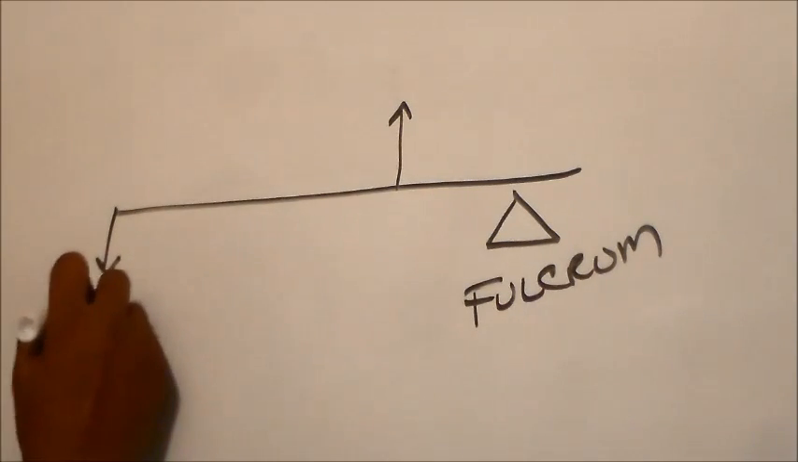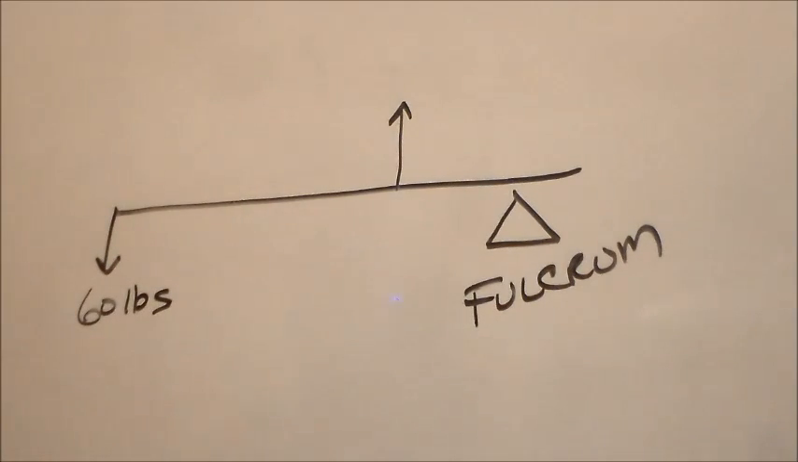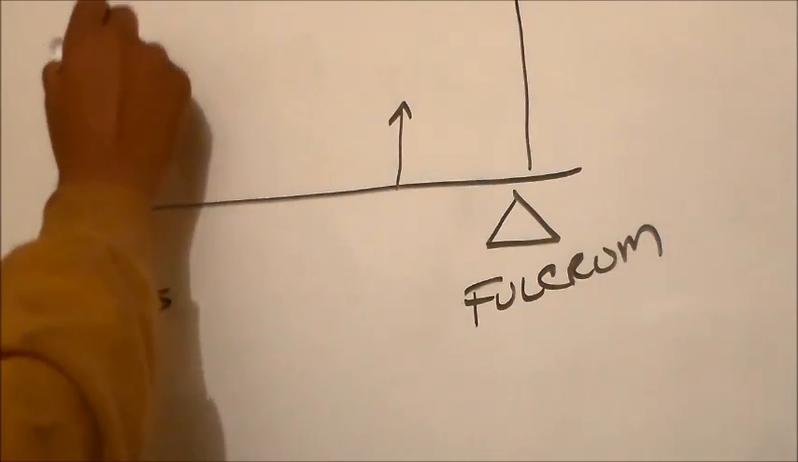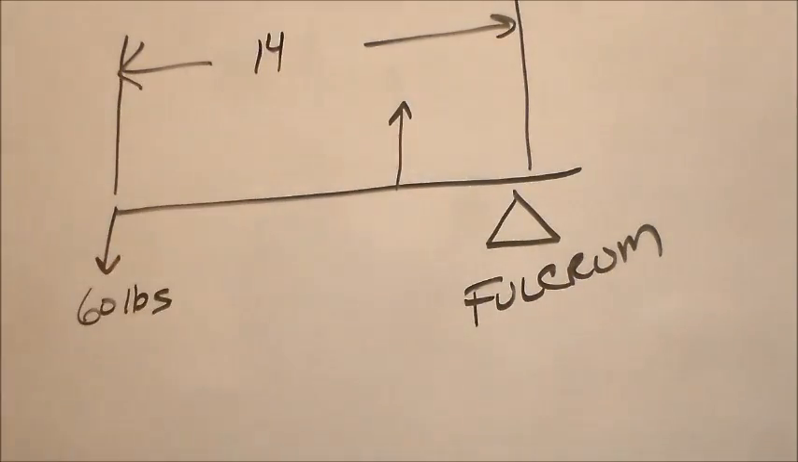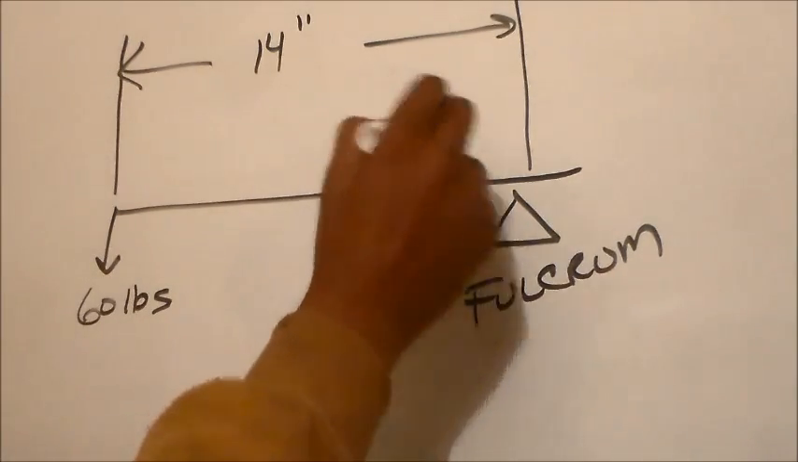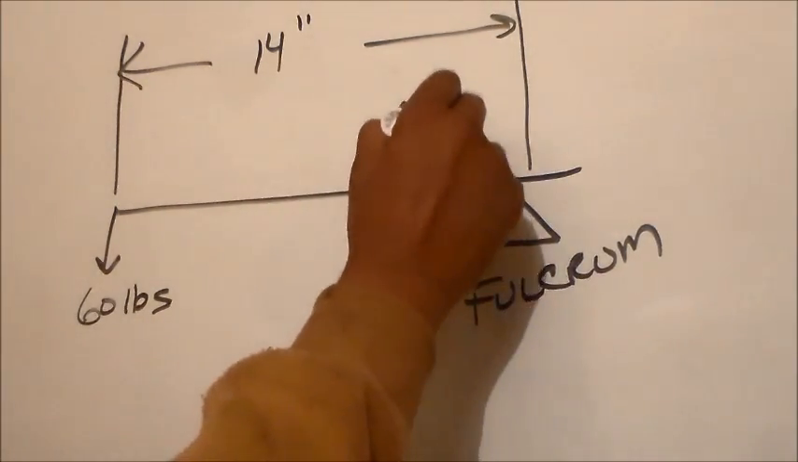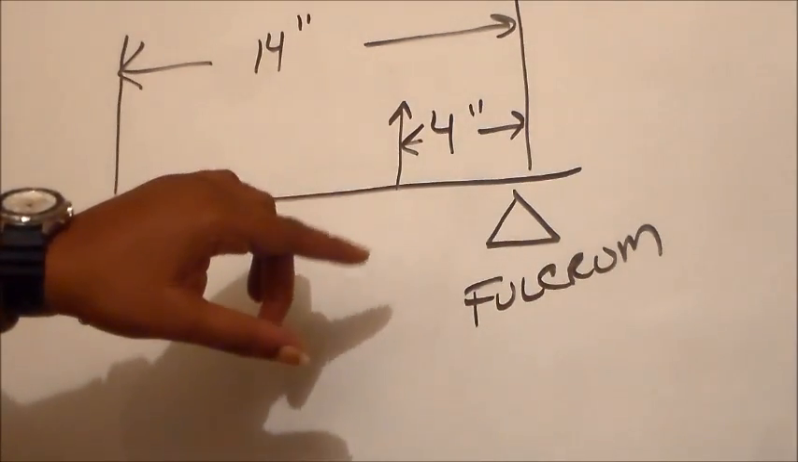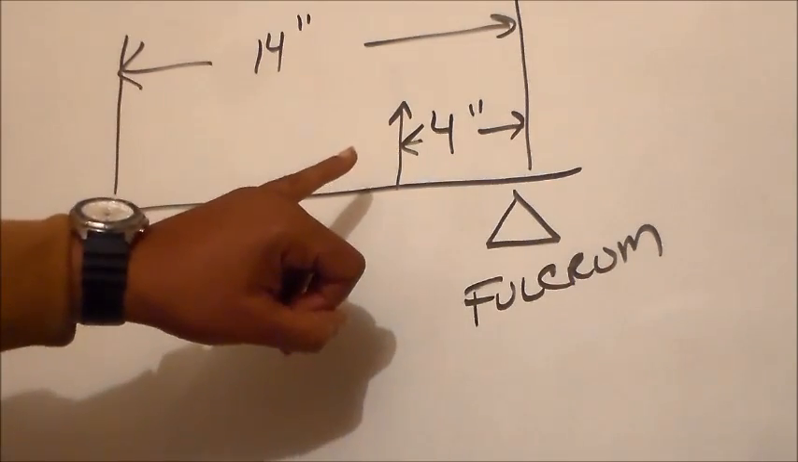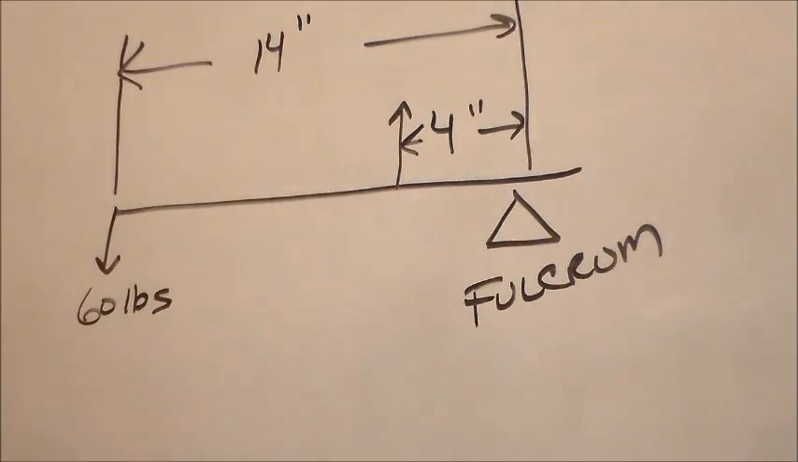60 pounds is what the downward vector is exerting. And the 60 pounds is approximately 14 inches away. And then this distance from the fulcrum is 4 inches away. Okay. So now what the question is asking, what is the force required to balance out this weight?